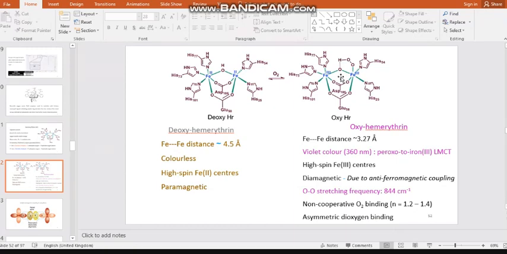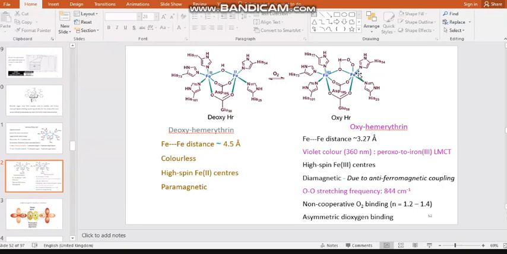Why is it showing diamagnetic behavior? That is quite interesting. What would happen? These 5 electrons are not having the same spin. The spin directions are not at all the same for both iron centers. One has an upward spin, another has a downward spin. Both combine, and overall their interaction gives the diamagnetic nature.